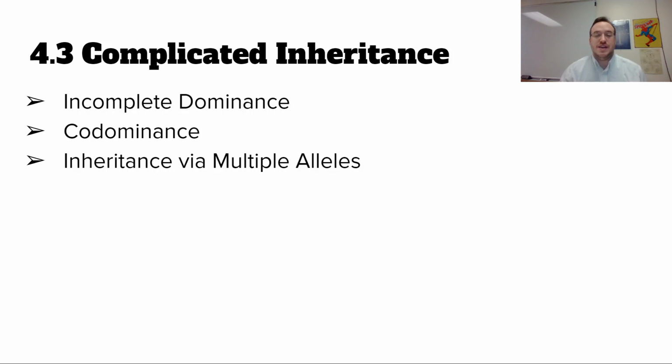The other ways that this occurs are through some complicated inheritance patterns. Incomplete dominance is when the heterozygote is a blend of traits between the dominant and the recessive. So if you've got a red dominant flower and white is the recessive allele, then the heterozygote would have a pink phenotype. Right? We'll talk a little bit about this with snapdragons later.